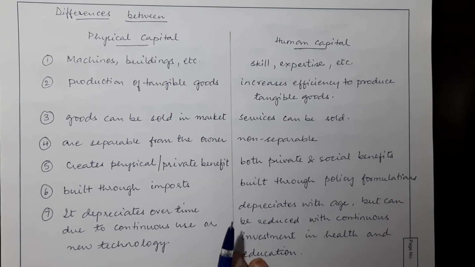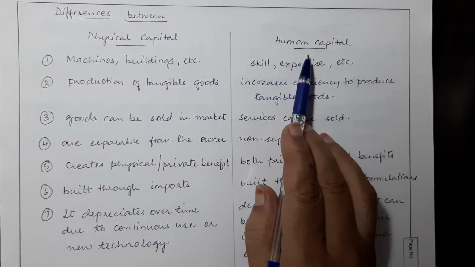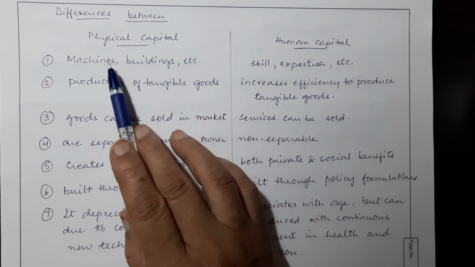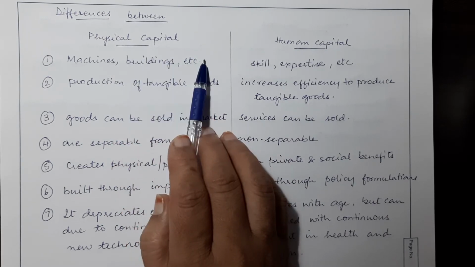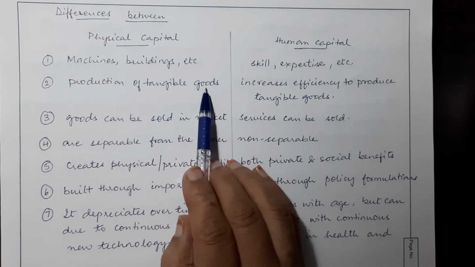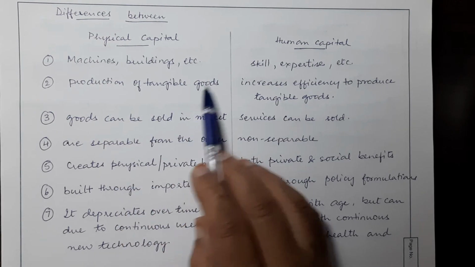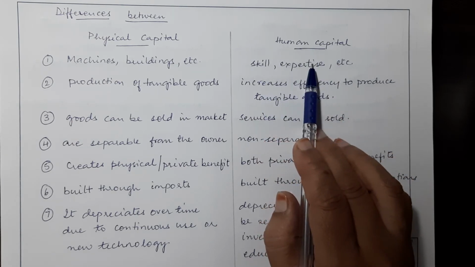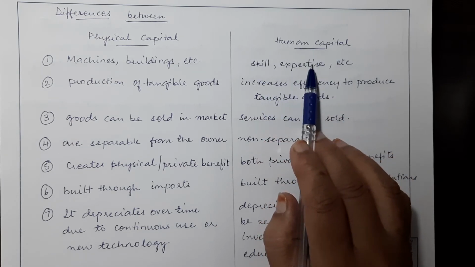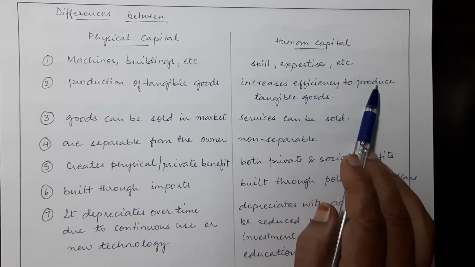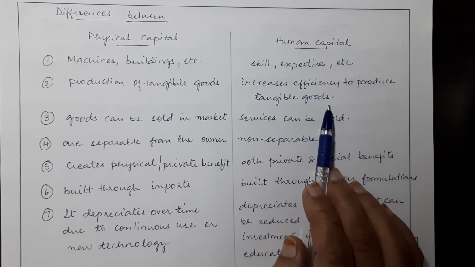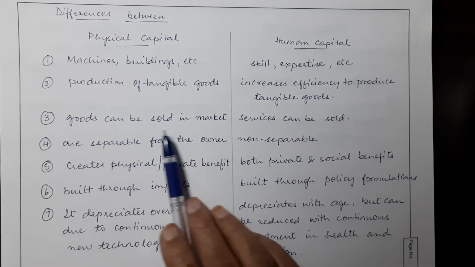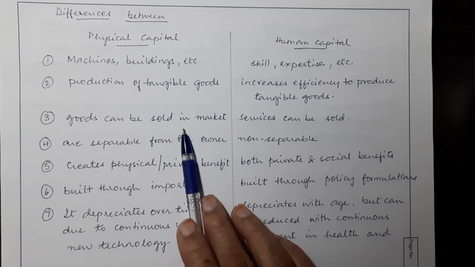Let's now try to understand the differences between physical capital and human capital. Physical capital includes machines, buildings, etc., which are used to produce tangible goods. Whereas human capital would mean skill and expertise acquired through education. This would increase the efficiency of production of these tangible goods. Now, under physical capital, the goods can be sold in the market, which are tangible goods.